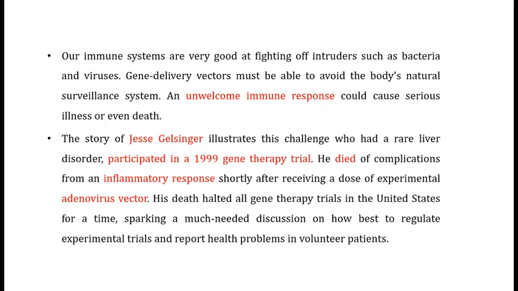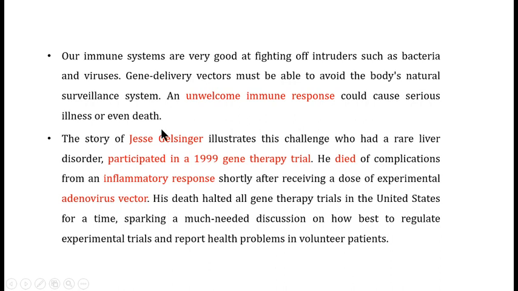Another important limitation of gene therapy is an unwelcome immune response. As we all know, if an intruder such as bacteria or viruses enters into our body, our immune system gets activated and that intruder is destroyed and removed from the body. Now in gene therapy, you are using a vector for the delivery of foreign genetic material, and if they enter into the cell, you can expect an unwelcome immune response, which can be very serious, and in some cases it can even cause death.